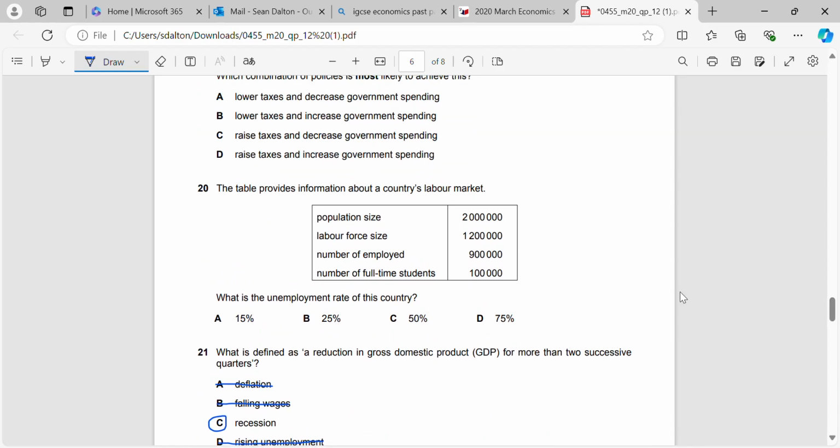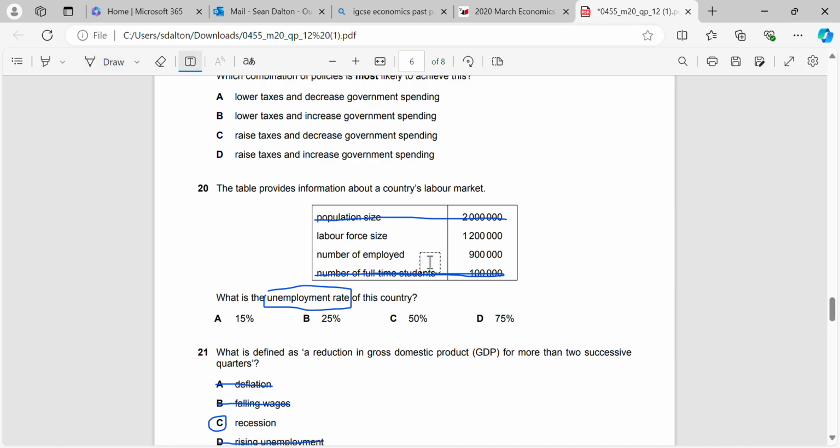Question 20 has come up in previous past papers before. We're asked to calculate the unemployment rate. What we need to do is understand the information we use to calculate it. We don't need the full population size, because that's going to include children and elderly people who are not part of the labour force. We also don't need the number of full-time students. They're not part of the labour force because they're not actively looking to work.